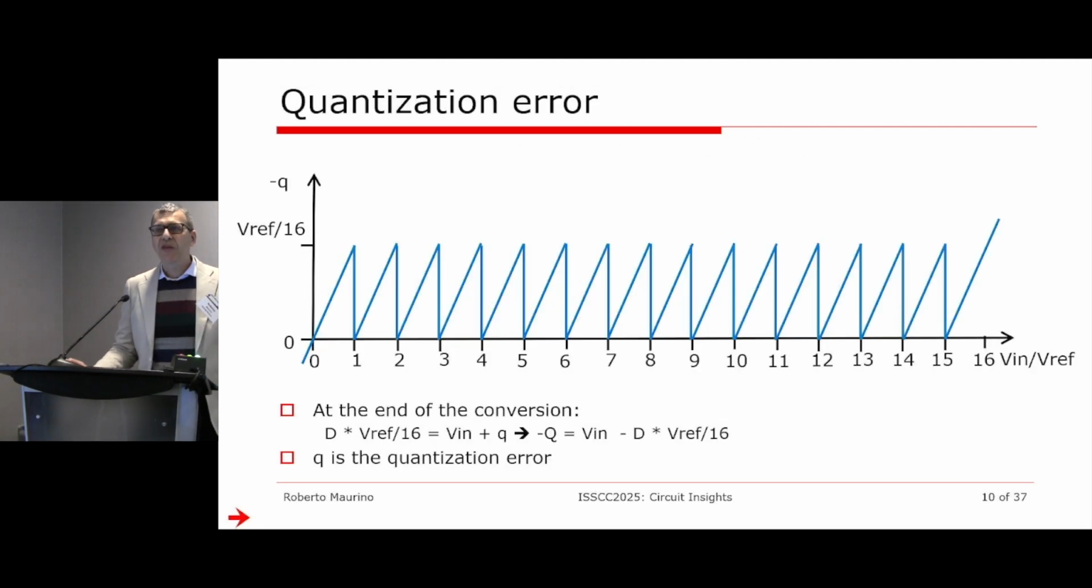And once you've finished, you are left with a residual error. We call this residual error the quantization error. And it's essentially the difference between your DAC at the end of the conversion and the input. And when you're sitting exactly on a threshold, this error goes to 0. But if you're not sitting on a threshold, as you move away, the error grows, and you get this characteristic sawtooth type of waveform.